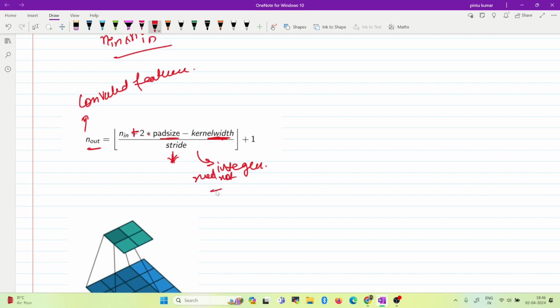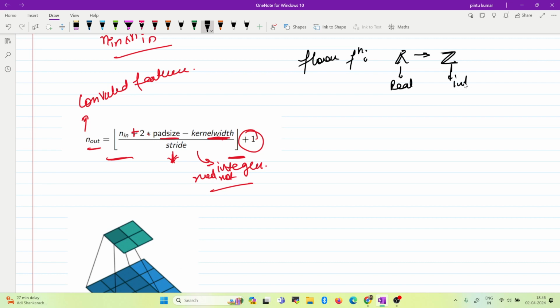It need not be an integer. Then this flooring comes into the picture. Now because you are flooring this particular thing, that's why you add a +1 towards the end. For somebody who doesn't know what a floor function is, floor is a function from R to Z. R is the set of real numbers.